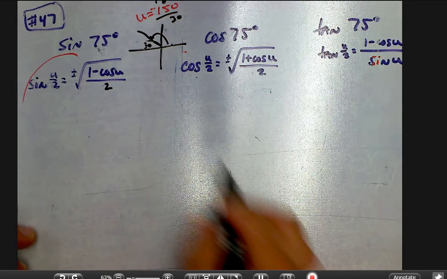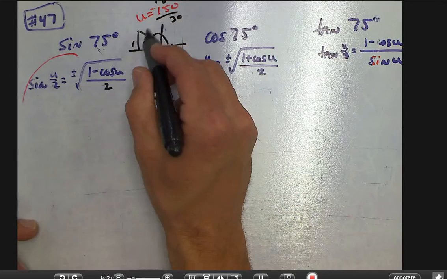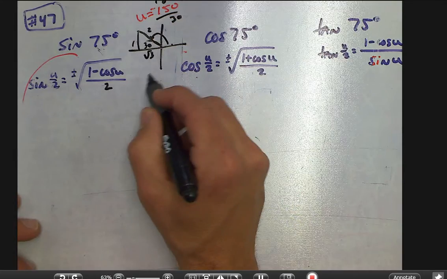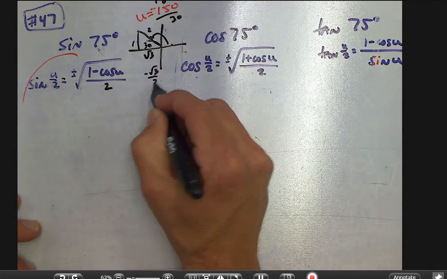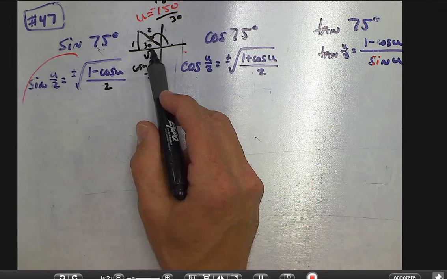Hence we know that the cosine, we need cosine of u here. This is a 1, this is a 2, this is the square root of 3. The cosine is going to be negative square root 3 over 2. And I know it's negative because we're in the second quadrant, and cosine is negative in the second quadrant.